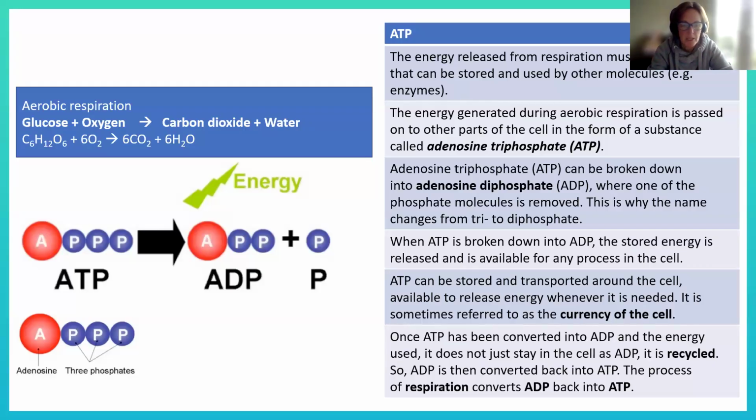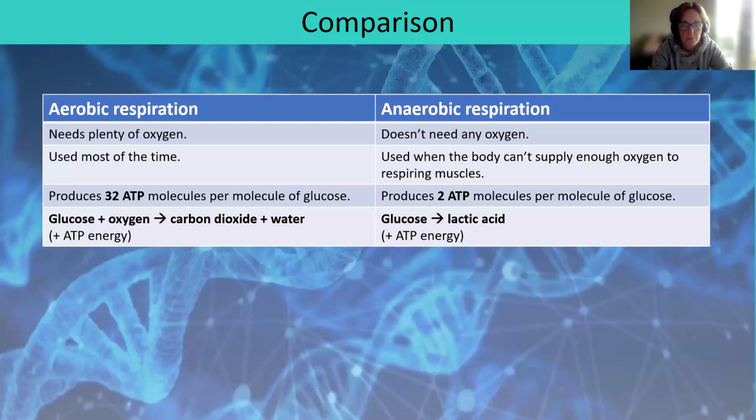Once ATP has been turned into ADP and energy is released, it's really easy to turn it back into ATP. And so these molecules can be recycled pretty simply. So I just want to show you a comparison of aerobic respiration, which is the one we're talking about getting the oxygen for, versus anaerobic, where we don't have oxygen. Aerobic respiration needs loads of oxygen. It needs to be in excess.